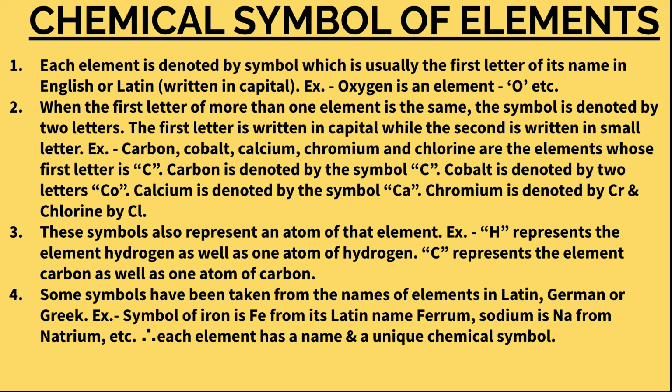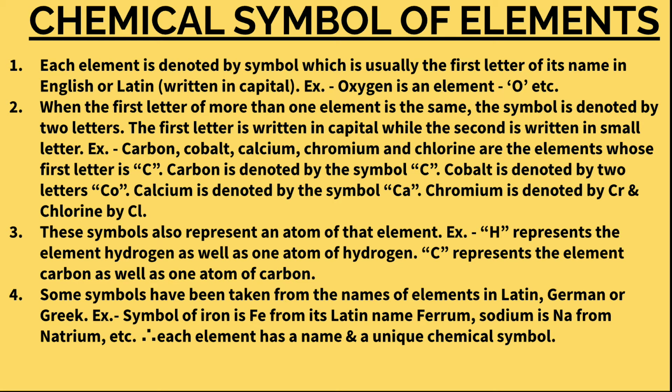Now, when the first letter is the same for two or more elements, though the names are different, the symbol is denoted by two letters. The first letter is written as capital and the following letter is written as small letter. For example, carbon, cobalt, calcium, chromium, chlorine all have the first letter as capital C. So for carbon, we give the symbol as capital C.